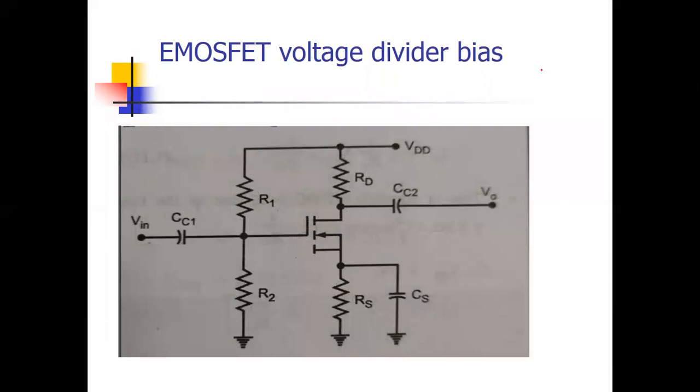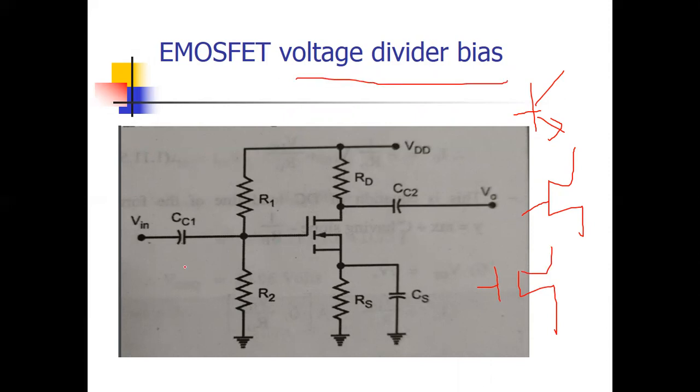Next is the E MOSFET voltage divider bias. Remember, if you remember BJT voltage divider bias, FET voltage divider bias, then D MOSFET voltage divider bias, all the diagrams will be the same, only the symbol differs. For BJT you take this symbol, for FET you take this symbol, and for MOSFET it depends on D MOSFET or E MOSFET. The rest of the arrangement is the same.